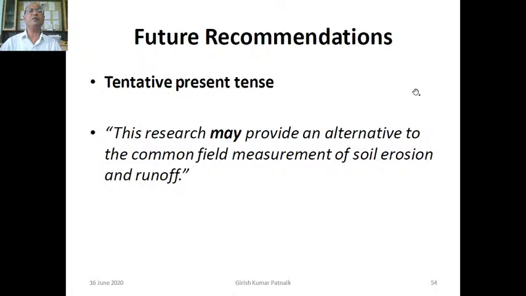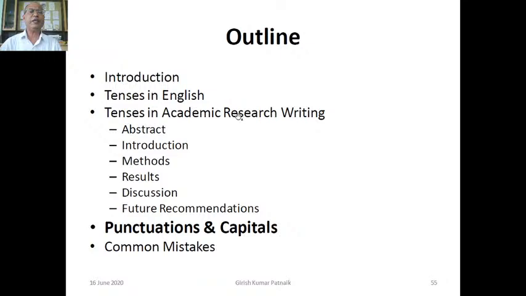Future recommendation, that is your tentative present tense. You can see the example like this: this research may provide an alternative. So this is your future work. You are making some kind of recommendations. So all those things are for different sections of the different chapters. We saw what are the suggested tenses that should be used while writing a paper.